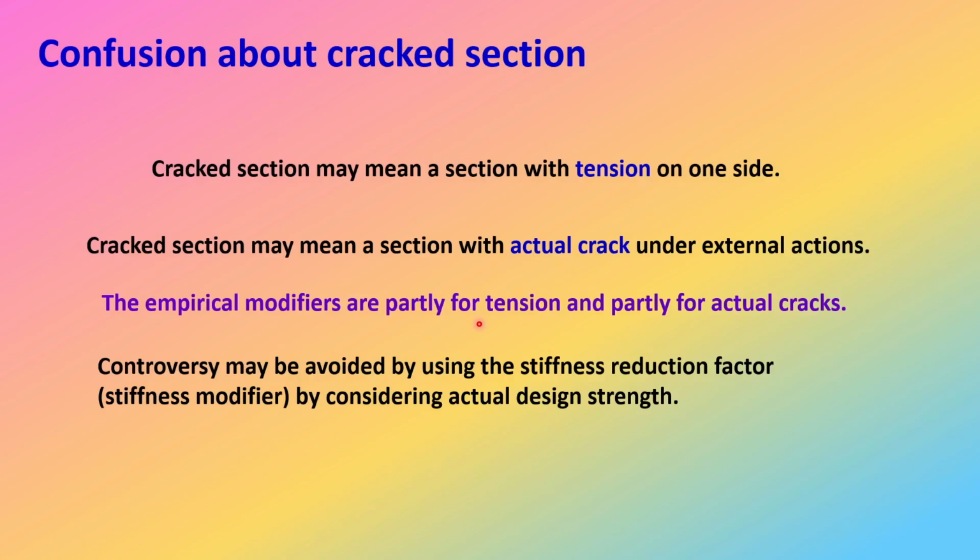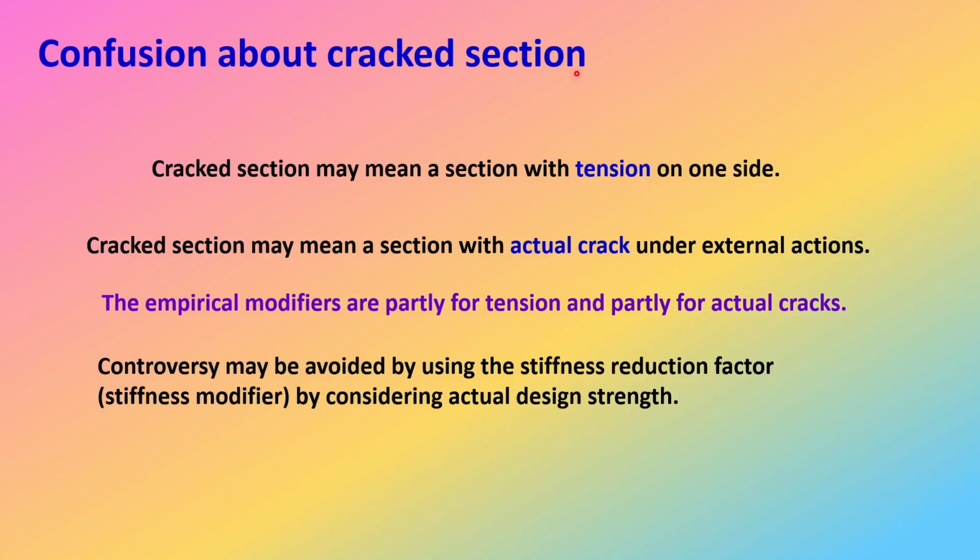The empirical modifiers given in the documents in this current video are partly for tension and partly for actual cracks, because we have seen for shear wall, FEMA 356 was talking about actual damage. In undamaged condition one value, in damaged condition another value. Otherwise they are all talking about the first one, crack section, meaning having some tension below the neutral axis. This is established by the fact that for steel structure no reduction is there. So it is not actual damage. In steel structure also under earthquake there will be actual damages. There will be damages in members. In that case tension also will be developed there. But in steel structure the tension side and compression side both are equally strong. So the stiffness reduction factor is 1.0 or there is no reduction.